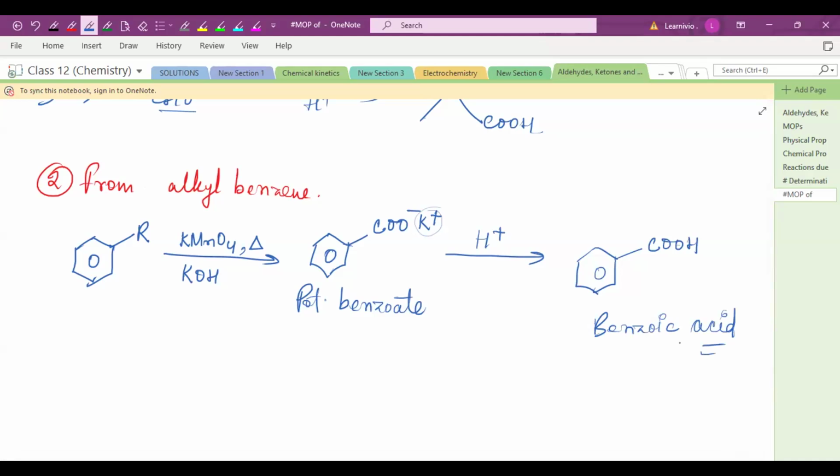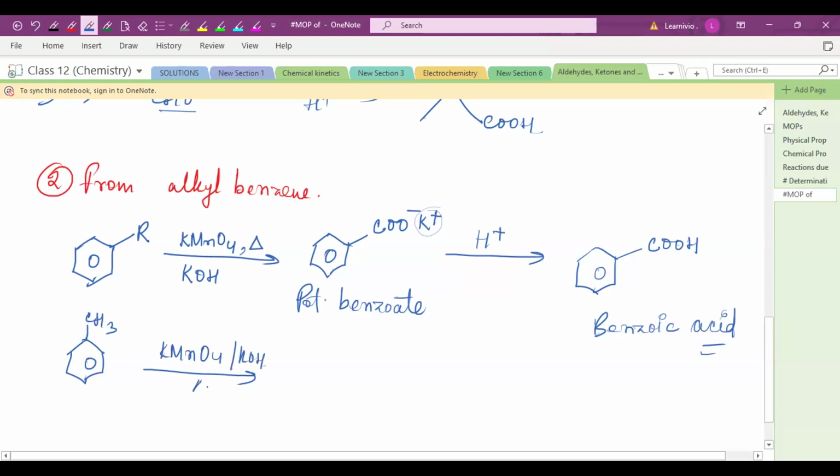Is this clear, Aniba? This method? Yes, ma'am. Okay. So basically, we have to do the vigorous oxidation of alkyl benzene. For example, suppose we just take the toluene. How can you convert the toluene to a benzoic acid? First, you will treat this toluene with KMnO4. Basically, आप alkaline KMnO4 लोगे and heat provide करोगे. So this CH3 hydrogen will get replaced by COO minus and K plus. It will form potassium benzoate.